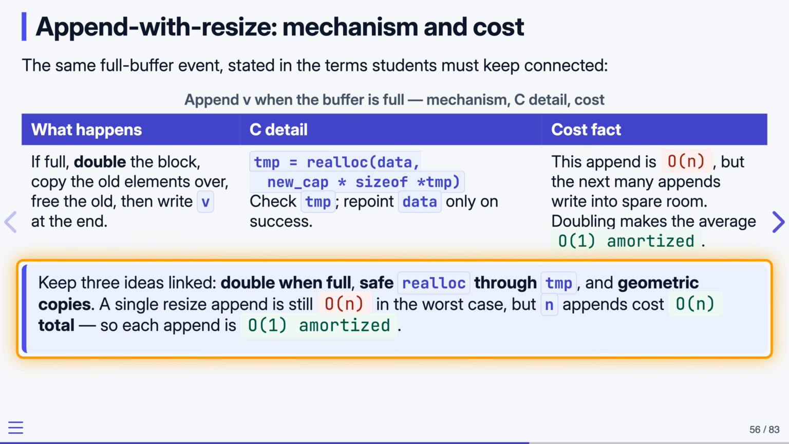Keep 3 ideas linked. Double when full. Use a safe realloc through temp, and the copies grow geometrically. A single resize append is still big O of n in the worst case, but n appends cost big O of n in total, so each append is big O of 1 amortized.